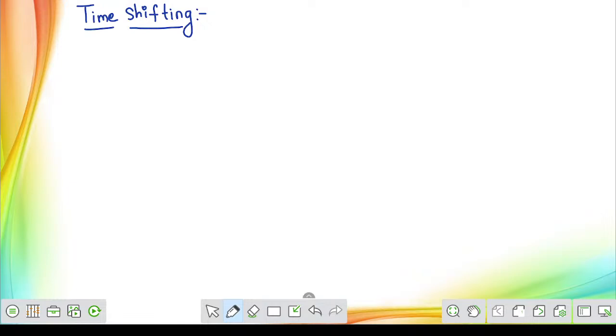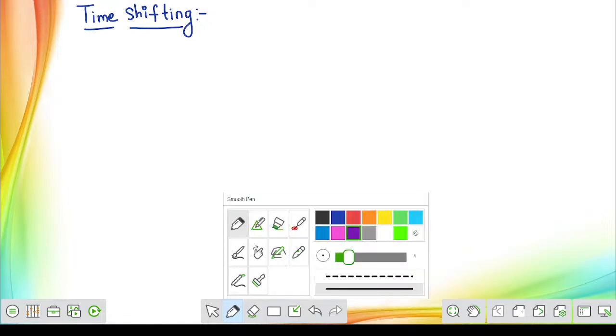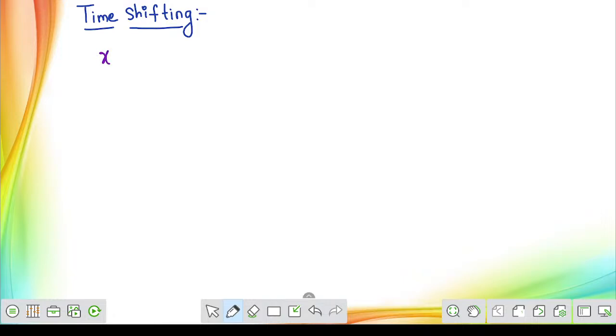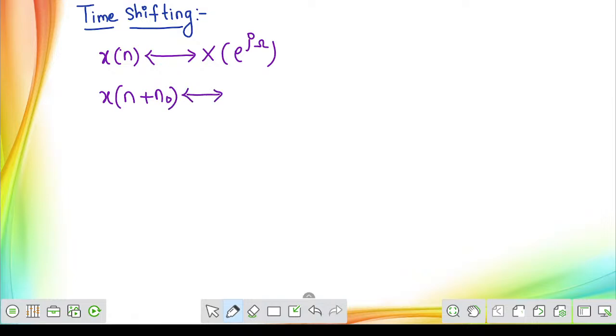So whenever we are observing the time shifting property, now let us see what will happen. In case of the time shifting property, suppose let us assume you have a signal x of n and its corresponding Fourier transform can be written as X of e power j omega. Now if I am shifting this signal, for example, if it is shifted by plus n naught, then what will happen? In the frequency domain, e power j times of omega, n will be replaced by n naught.